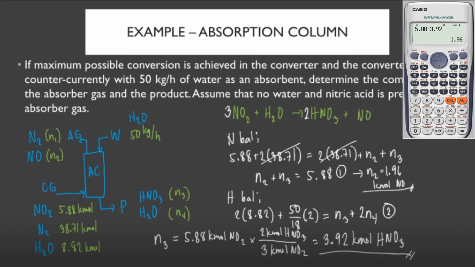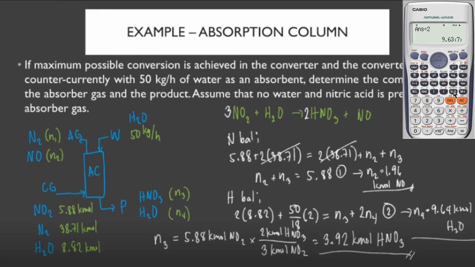Coming from equation number 2, we can rearrange this to solve for the value of N4 or the amount of water in the product stream. That would be 2 times 8.82 plus 50 divided by 18 times 2 minus the value of N3, 3.92. And this is divided by 2 to get N4. N4 is 9.64 kilomoles H2O.